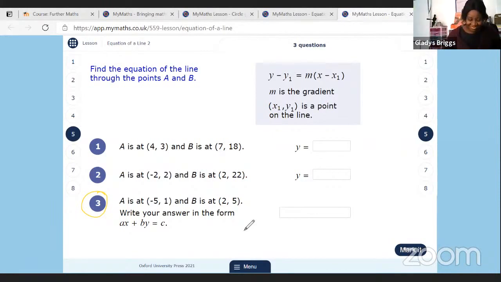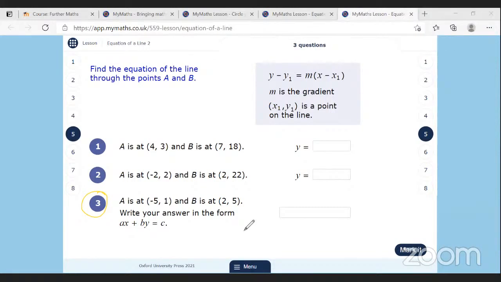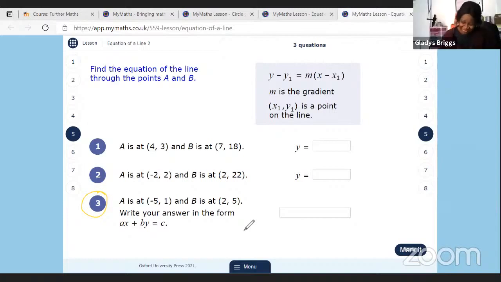How are we getting on? Are we getting there? No, can you do it? Hang on a minute, guys. 7y is equal to 4x plus 20 plus 7. I don't know. Ax plus by is equal to c. Okay. 4. Okay. I don't know. Let's try.